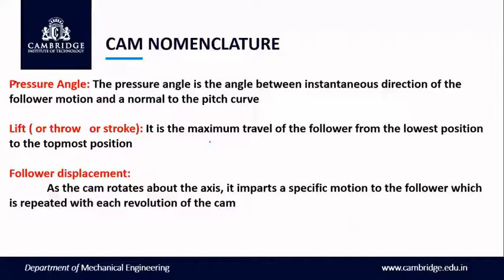We have lift, also called throw or stroke. It's the maximum travel of the follower from the lowest position to the topmost position. After achieving a movement from the lowest position of the follower to the topmost position of the follower, the total distance we call the lift. Then follower displacement: as the cam rotates about its axis, it gives a specific motion to the follower, which repeats with each revolution of the cam.